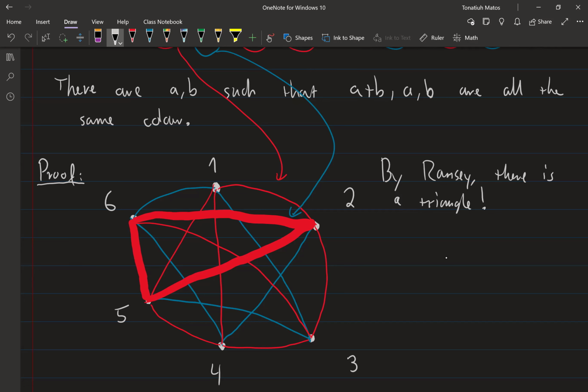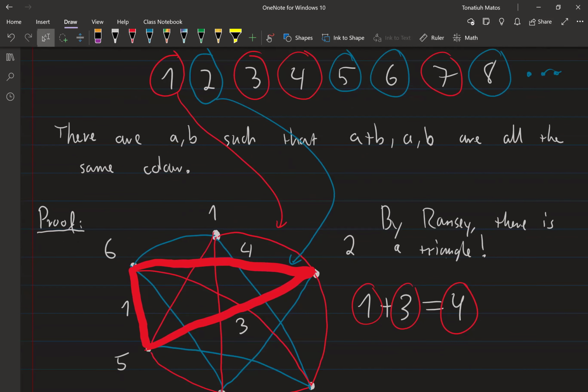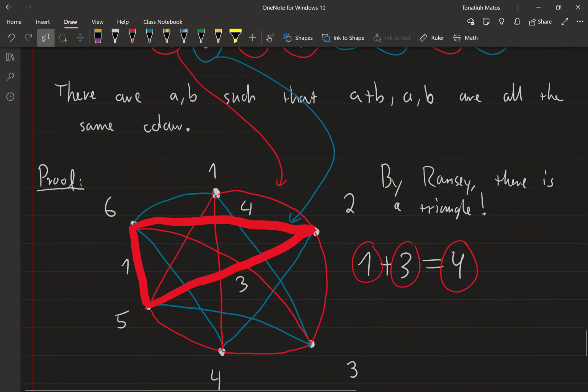Now, just look at this triangle and tell me what you see. 2 and 6 have distance 4. 2 and 5 have distance 3. 5 and 6 have distance 1. And indeed, 1 plus 3 is 4. And these are the distances, so they are all the same color. It's a bit like magic, no? And this works for any numbers. You don't have to start with 1, 2, 3, 4. You can shift this and start with other numbers. You can start this whatever you want.